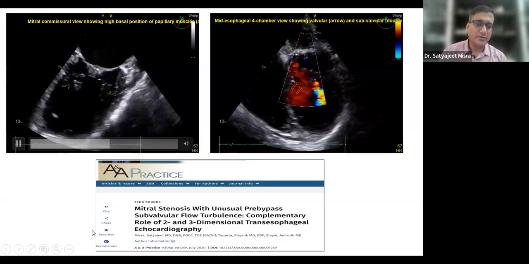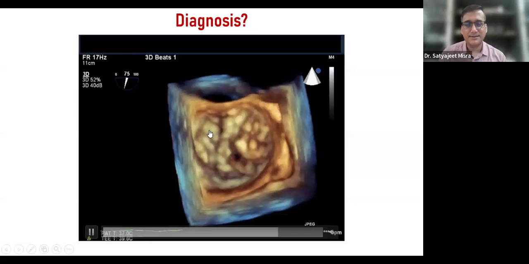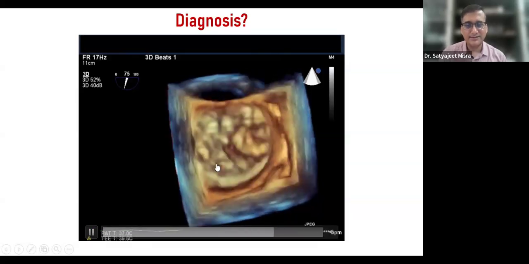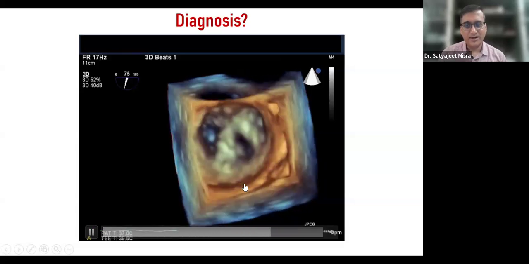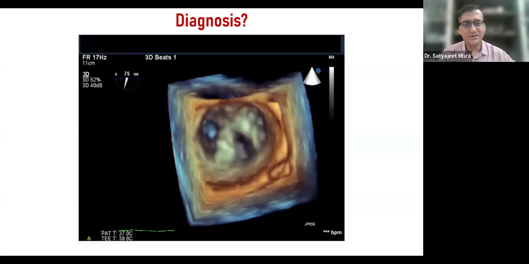So last, I would like to ask the audience, they can put it in the chat box, their diagnosis. And if you have still not been able to make a diagnosis, we can discuss this during the discussions.